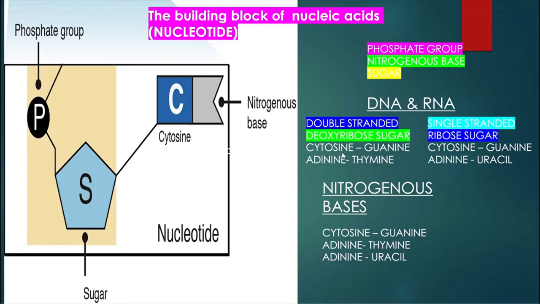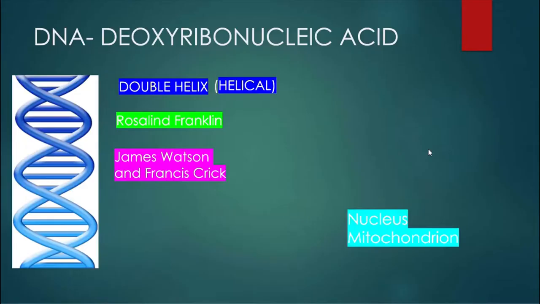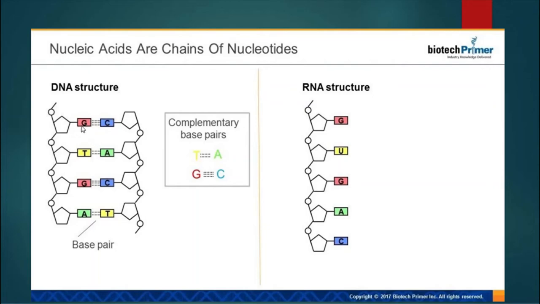In DNA, you can only find cytosine pairing with guanine and adenine pairing with thymine. As you can see in this picture, G for guanine is pairing with C for cytosine, and T for thymine is pairing with A for adenine. The bond between the nitrogenous bases is a weak hydrogen bond. In RNA, I will show you when we go through the process of protein synthesis how it forms.